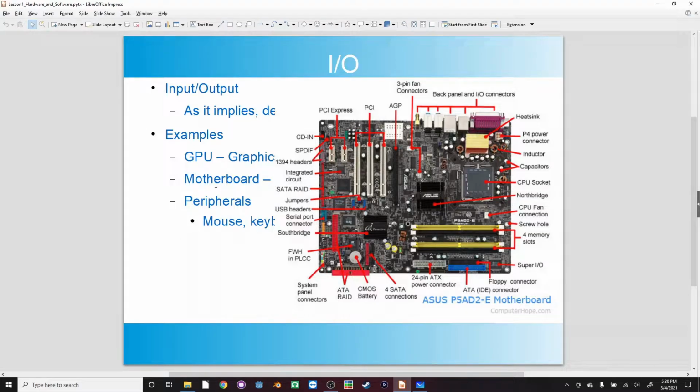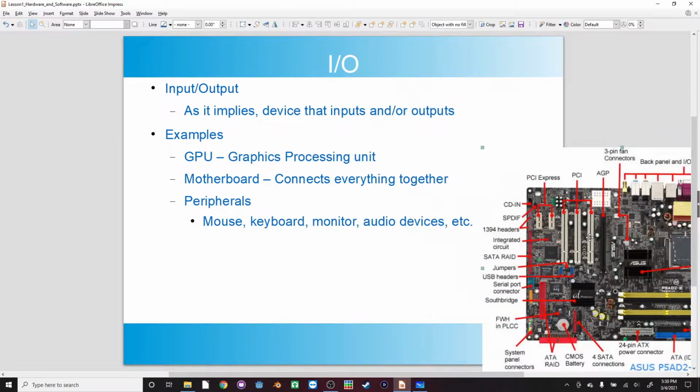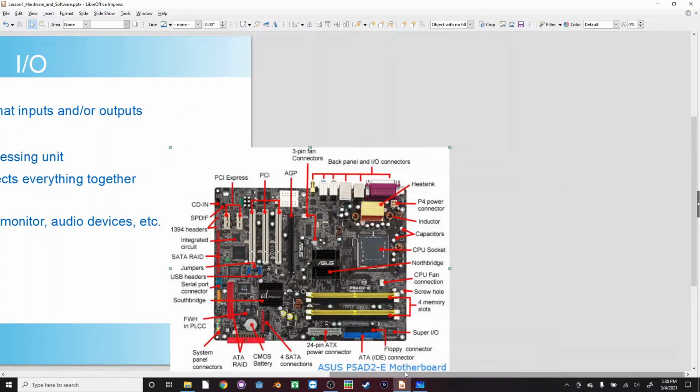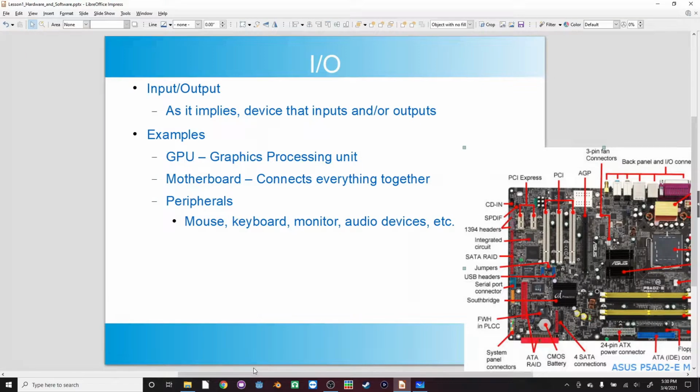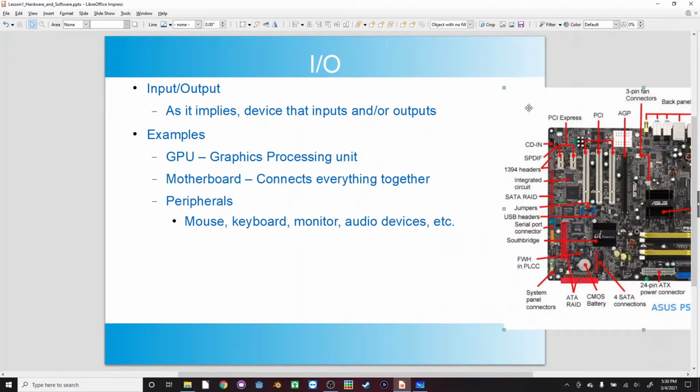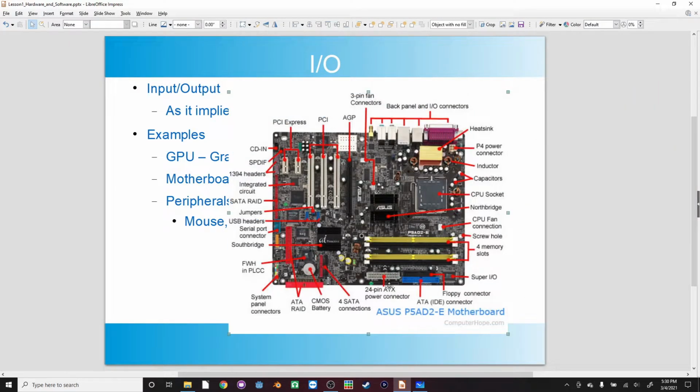GPU kind of acts as both. Motherboard, peripherals. Let me move this since it's a broken slide, since OBS can't deal with two graphics cards on a single computer. Right, inputs and outputs: GPU, motherboard, peripherals, mouse, keyboard, monitor, audio devices, etc.